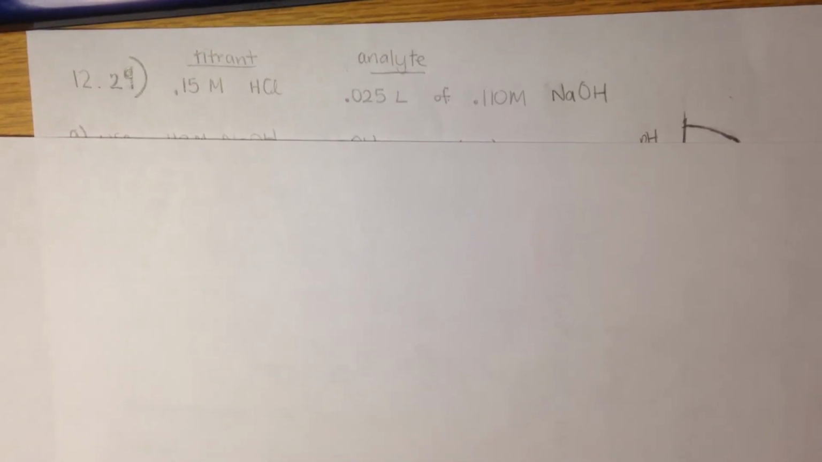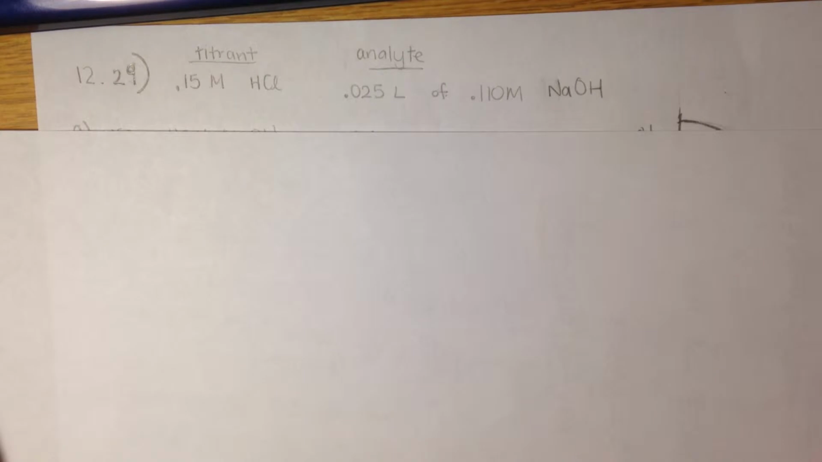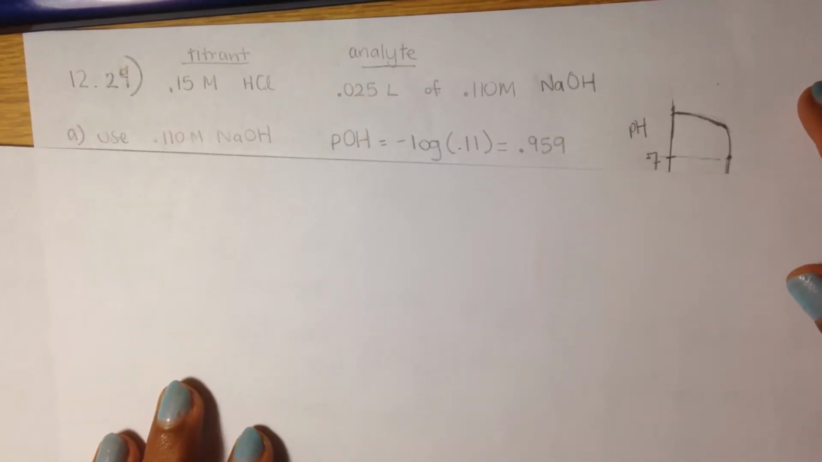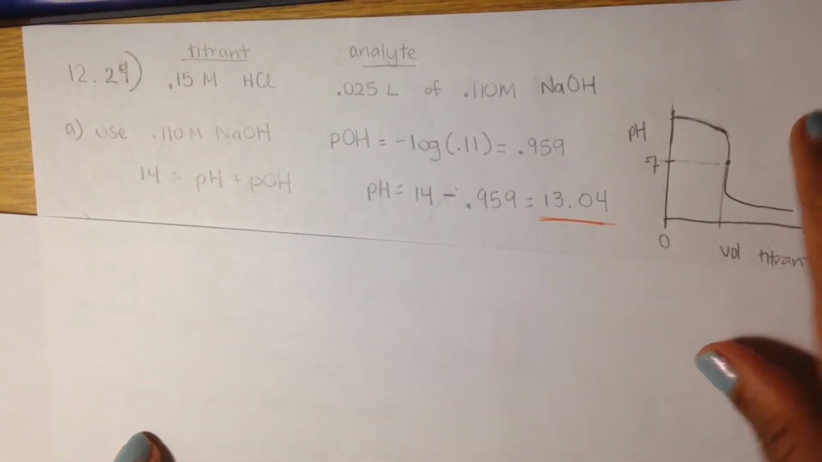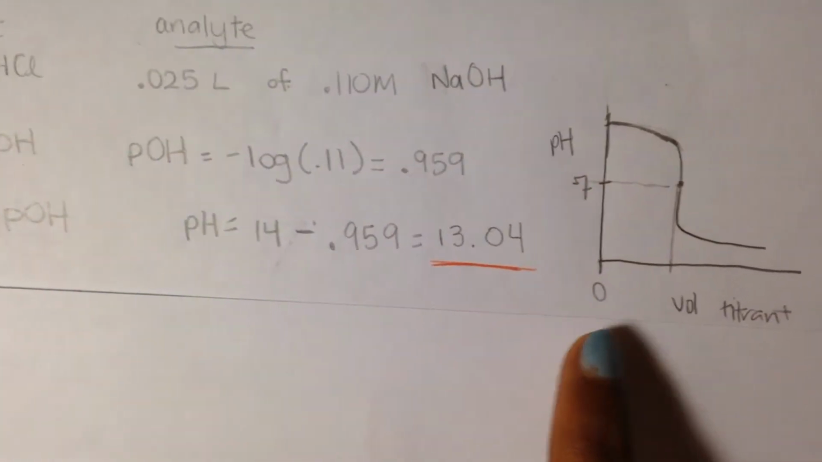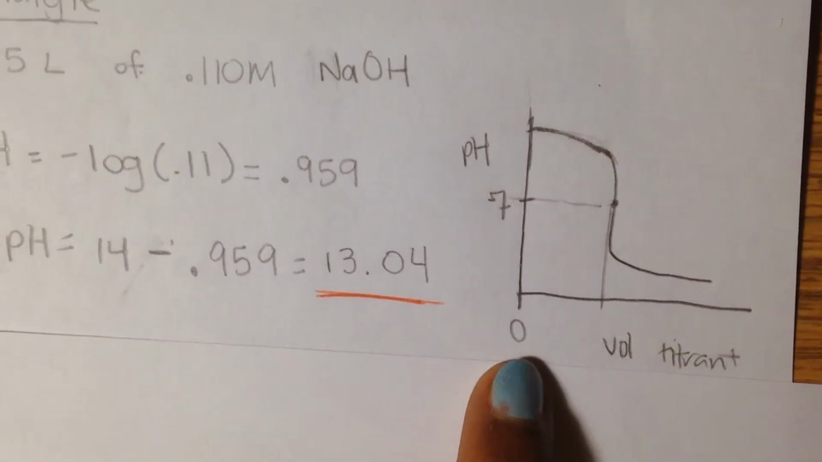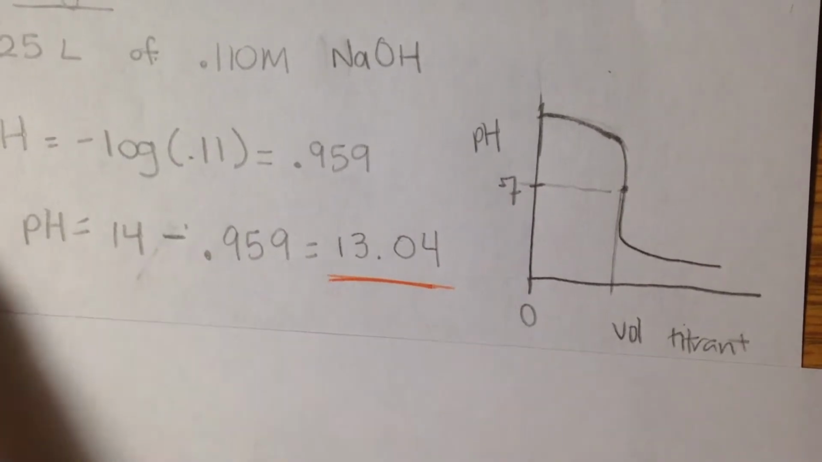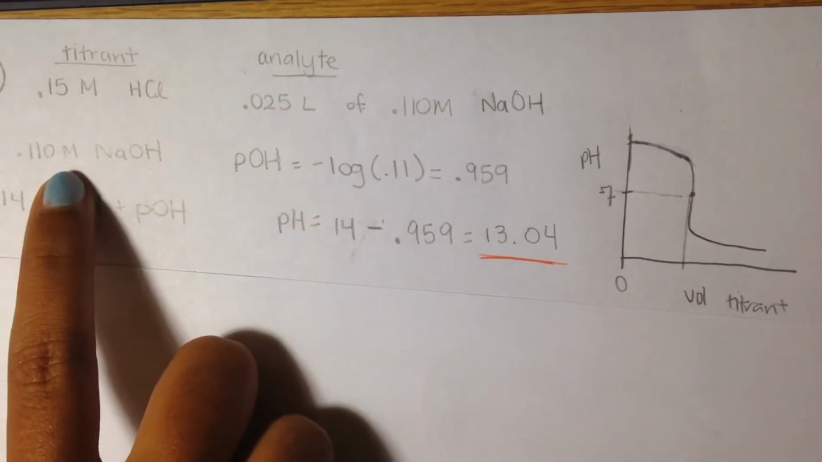So what you first have to do for part A is find the pH initially, before any titration occurs. If you look at the titration curve, you can see that there's no HCl added because the volume is 0. So you just use the NaOH molarity.